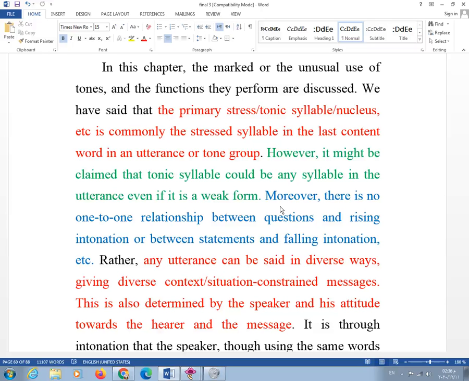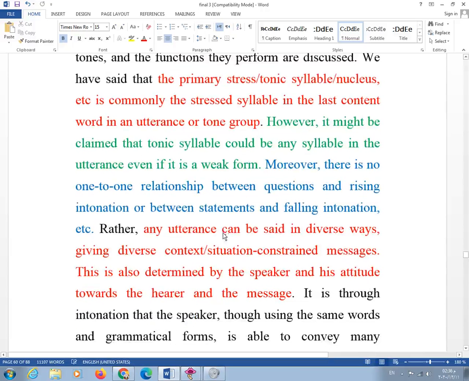So regardless of the functional or the grammatical function of the word, we do not care about this. As long as the word conveys most of the meaning, it's important, and it could be a tonic syllable. This must be very clear in your mind. Rather, any utterance can be said in diverse ways, given diverse contexts, situations, and constraints. This is also determined by the speaker and his attitude towards the hearer and the message. So it's the speaker who says what is the important word and what's the focus word, and so on.